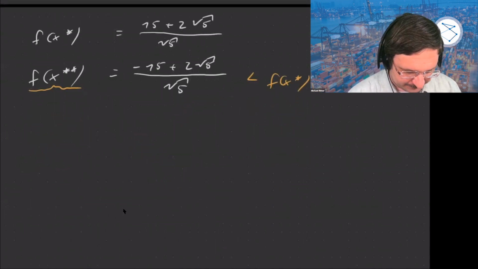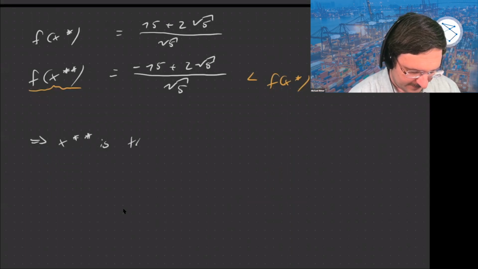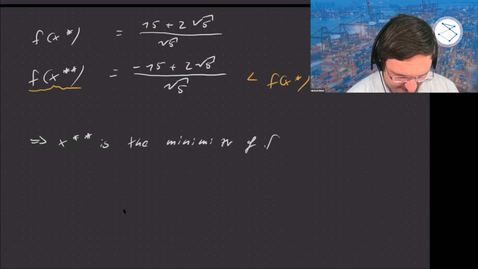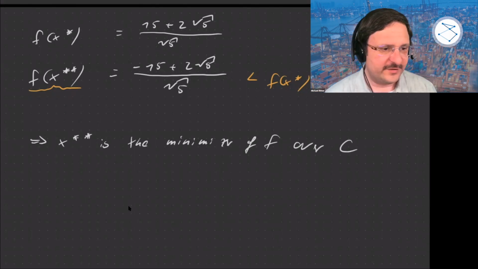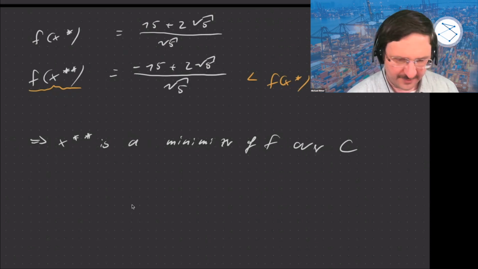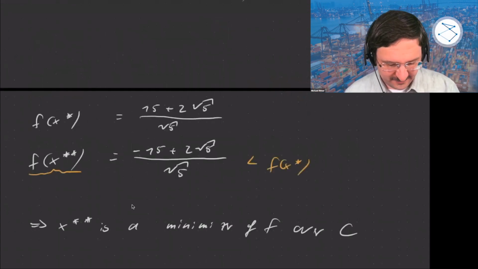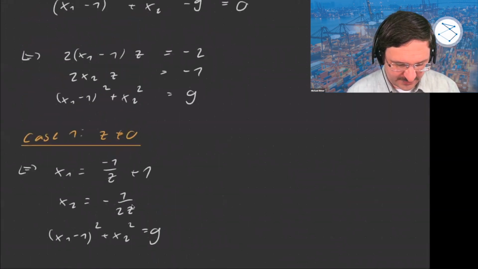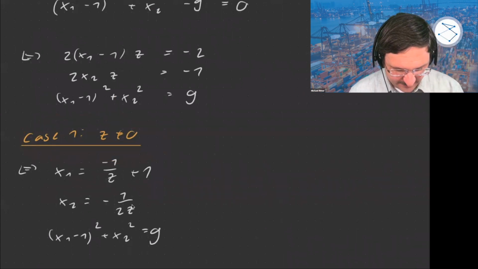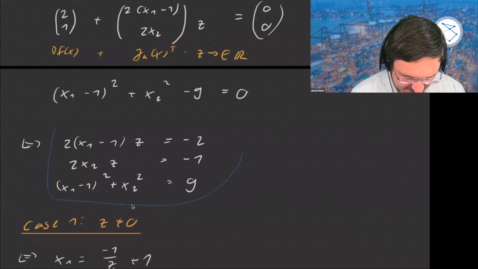Okay, so that means x double star is the minimizer of f over c, or a minimizer, let's put it like that. We haven't excluded the possibility of a second minimizer yet. Remember, we still have the open case of c equals 0, right? We only dealt with the first case right now. And of course, we need to take care of the second case as well. Let's copy our equation system here.